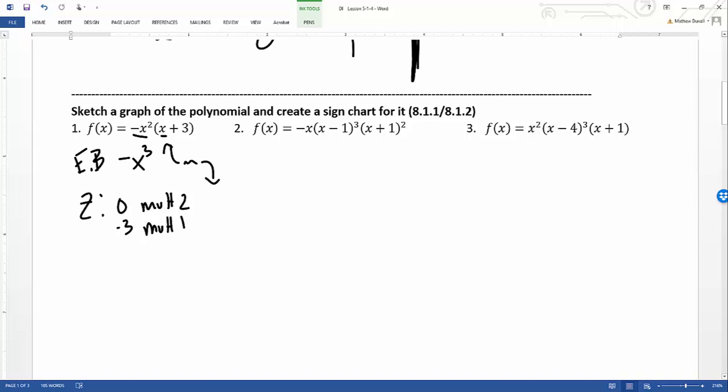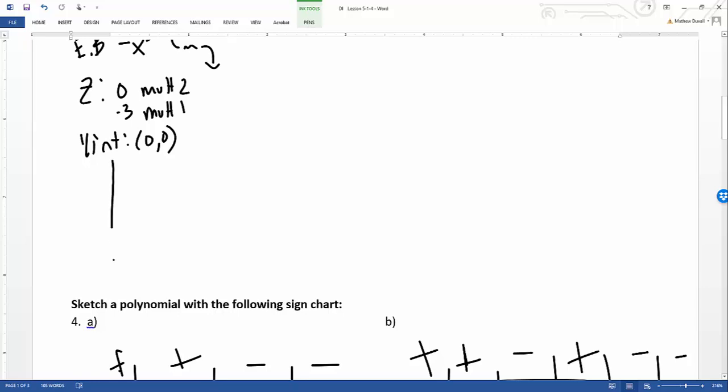And then the y-intercept is just 0, 0. So if I plug in 0, 0 times 3 is 0. So now graphing it, it starts up here, ends down here. I have 0 and negative 3. It's going to bounce at one and cross at the other. So starting from the end behavior, it's going to cross at negative 3, go back, bounce at 0, and then go down forever.